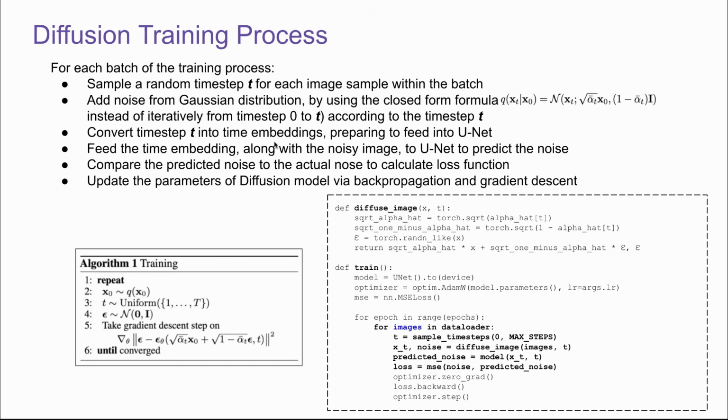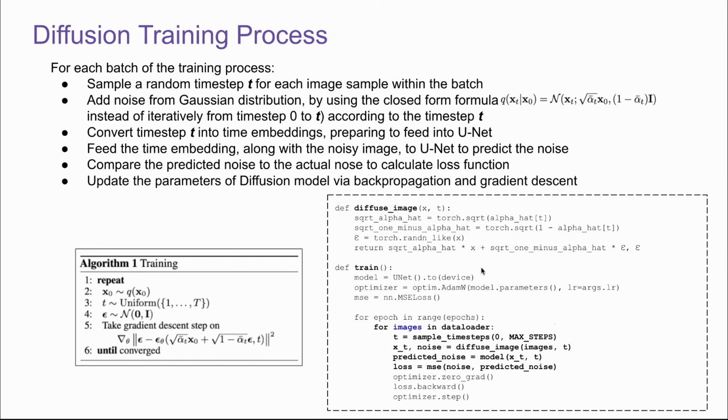All those diffusion training processes might sound very complex, but in pseudocode it's actually only a few lines. We repeat until converged. First we sample an original image from the original image dataset, and then we sample a time step t randomly from 1 to the maximum time step, and then we sample a parameter epsilon from the standard normal distribution, and then we do gradient descent and backward propagation according to the simplified loss function.